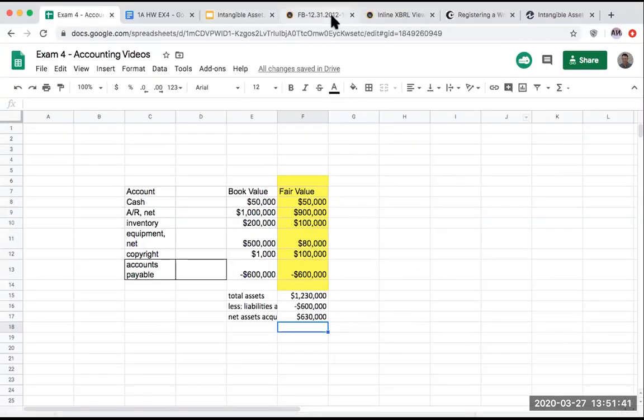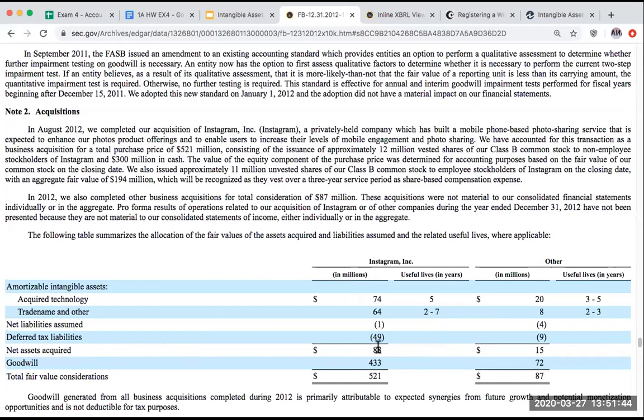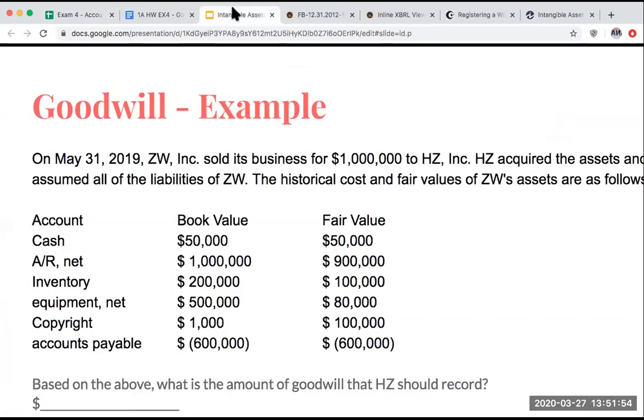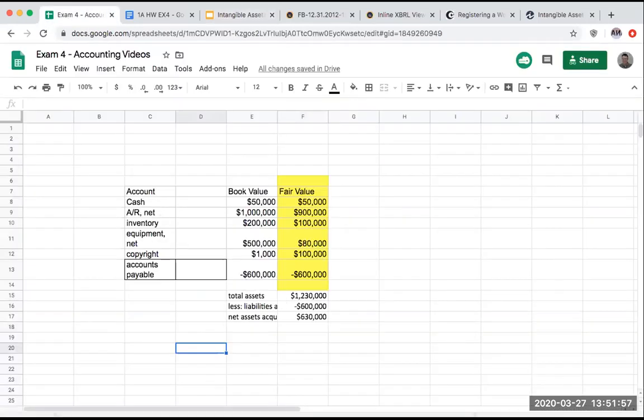And again, if I go back over here and look at what we're doing, right? So the first thing is, what is the net fair value of the assets that they went through and acquired? So right over here, I've done that. What's the amount of goodwill that I record? Well, right over here, I paid $1 million. So my purchase price is $1 million, less the net assets acquired, or right over here. So the goodwill to record is going to be $370,000. So when I record this transaction, I'm going to be recording the goodwill at $370,000.